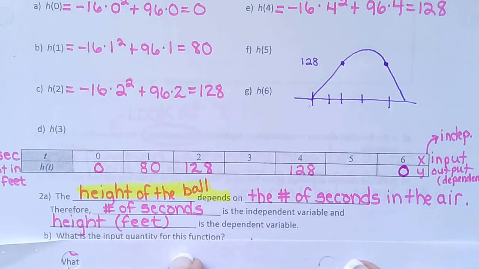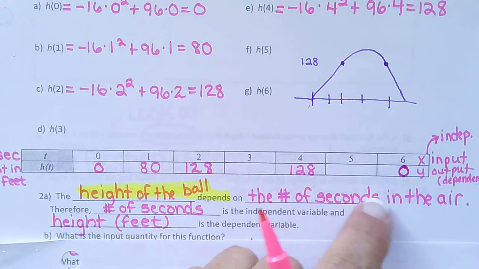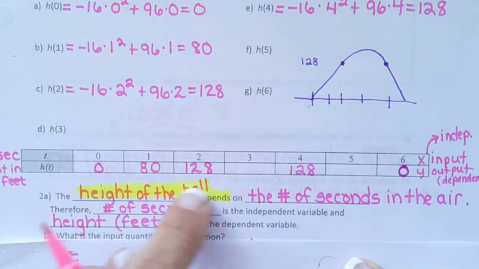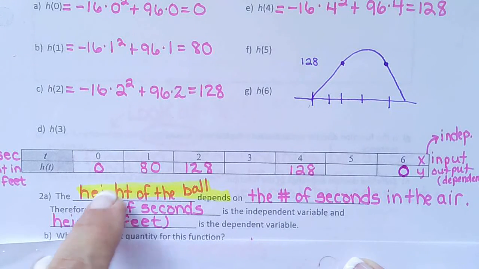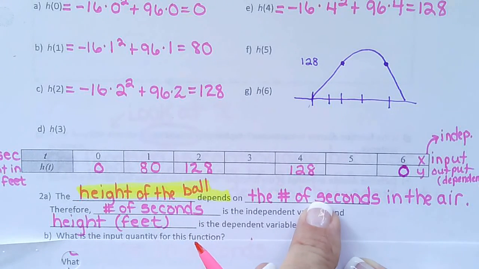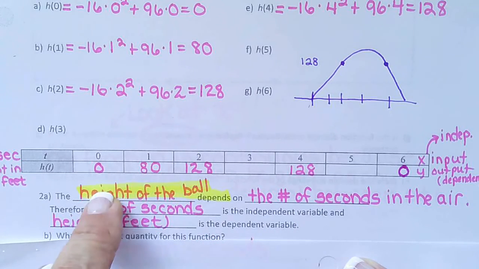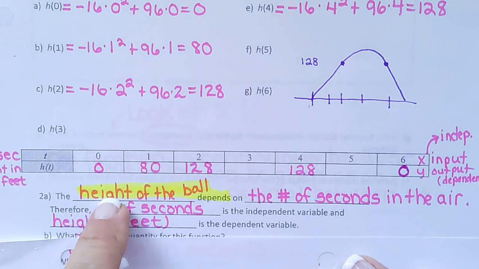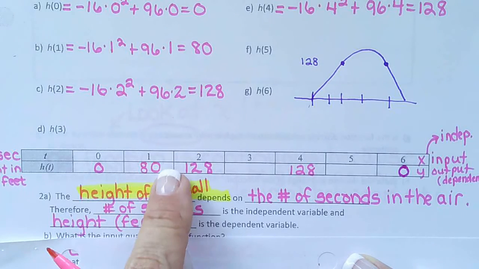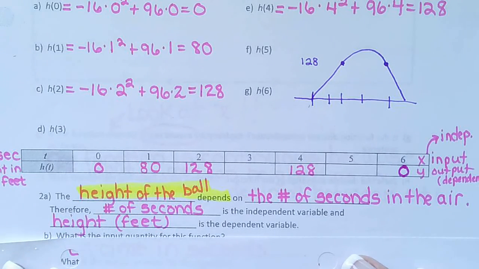y is the dependent. But you do need to be able to write this sentence because they make you do that on the test. So the height depends on the seconds. The seconds do not depend on the height. So if it's 0 seconds, the height of the ball is going to be 0. If it's 1 second later, the height of the ball is going to be 80 feet.